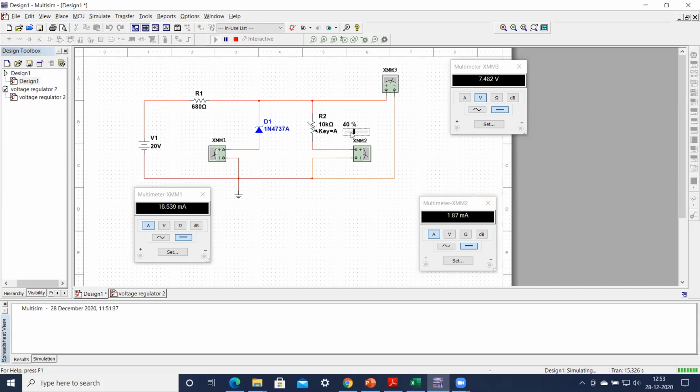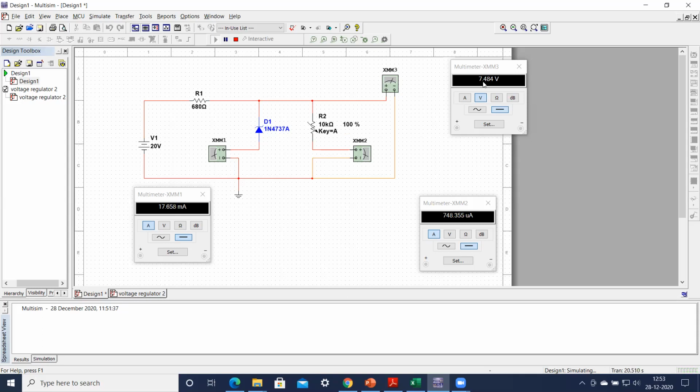You can measure 4 kilo ohms at 40%. Then at 60%, you can measure the 6 kilo ohm. Okay, RL will be equal to 6 kilo ohm. Now you can make it 80%. It will become 8 kilo ohms. And finally, you can go to 100%. It will become 10 kilo ohms.